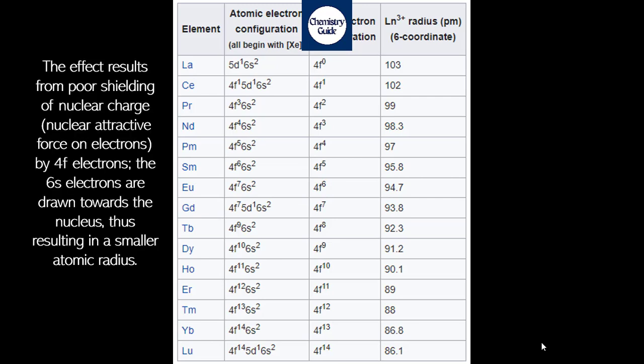This is because of the poor shielding of nuclear charge by 4f electrons. Because of this poor shielding by 4f electrons, the 6s electrons are actually drawn towards the nucleus, so that results in the smaller atomic radius.